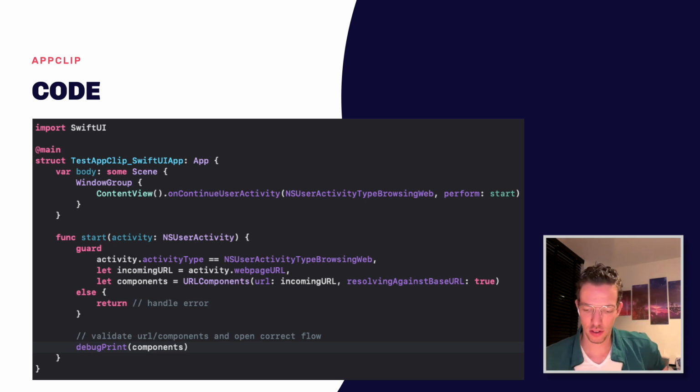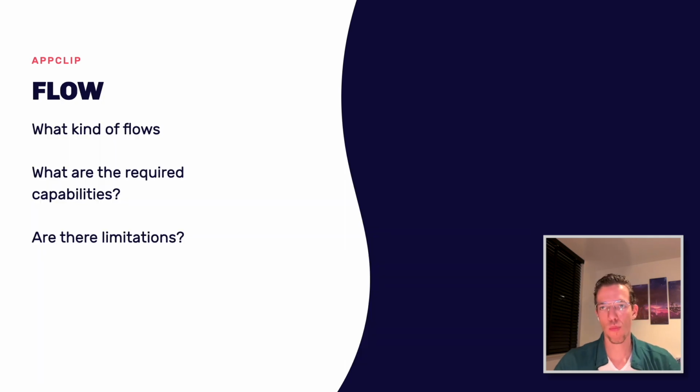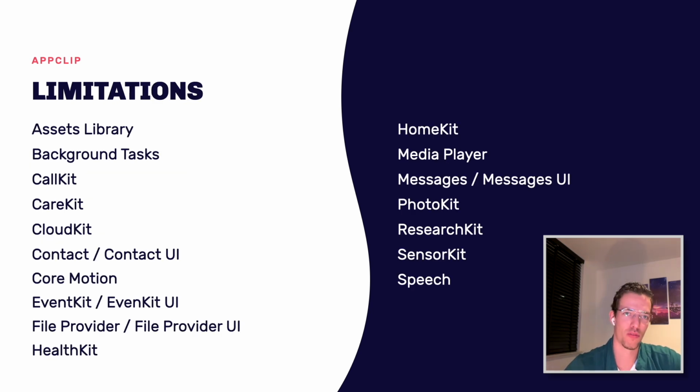But speaking of flows, that's the hard part. You should really think: what kind of flows do I have? Which flow do I want to promote? What are the capabilities for this flow? And are there any limitations provided by the AppClip? Like, can I introduce every flow that I have, or do I have to mutate them a little bit? Well, there are some limitations, and it's a big list, so I'll go through them one by one.